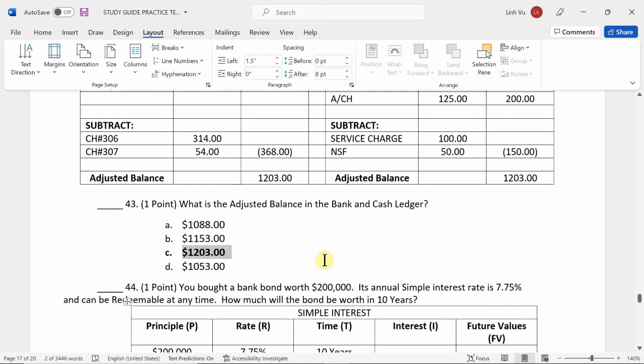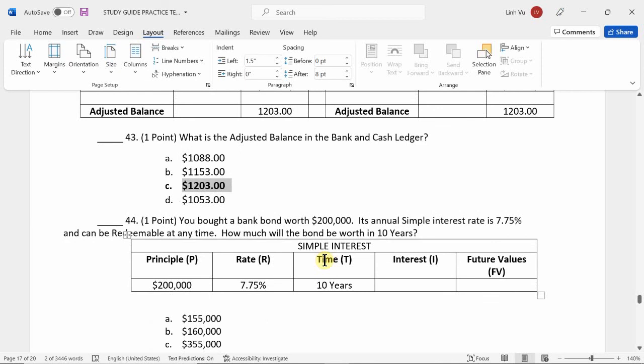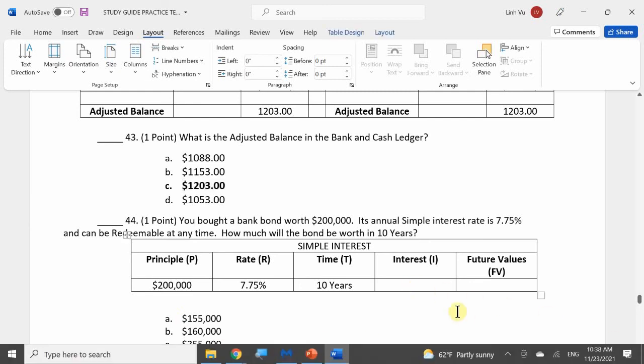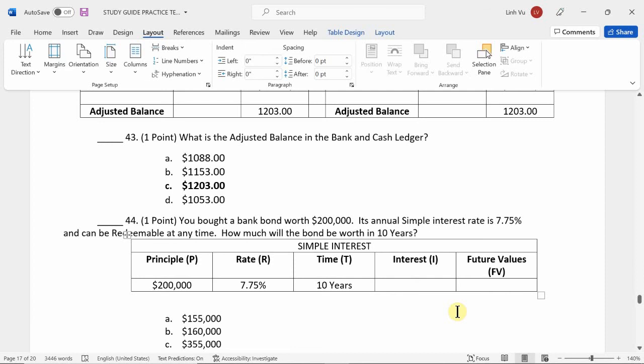Number 24, okay, you bought a bank bond worth $200,000, and its simple interest rate is 7.75%, and of course, it can be redeemable at any time. How much will the bank bond be worth in 10 years? So what's my interest going to be? $15,500. How did you figure that number out?